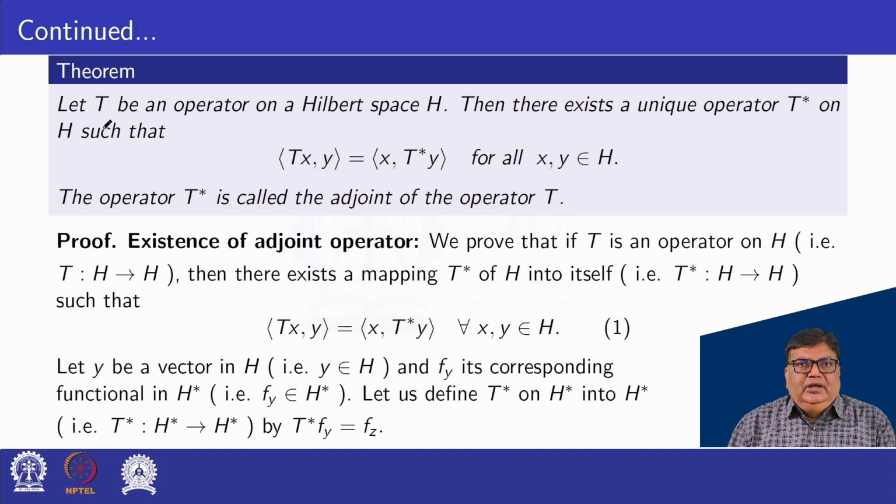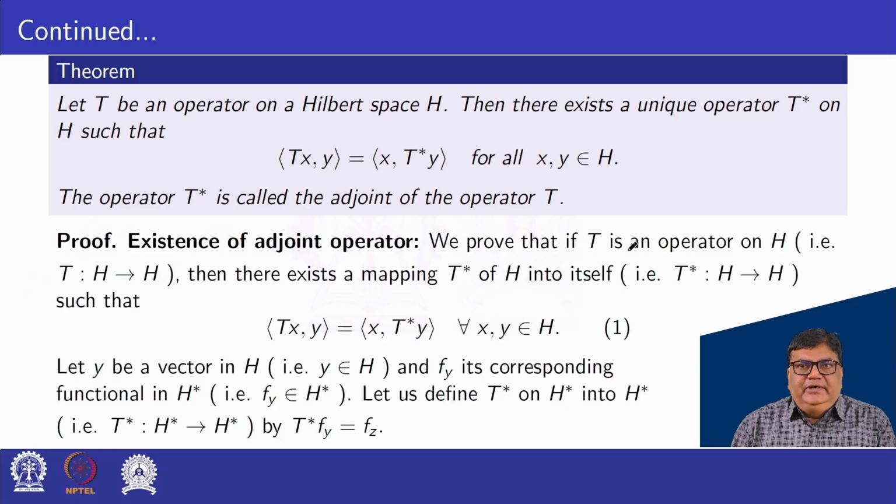Theorem: Let T be an operator on Hilbert space H. Then there exists a unique operator T star on H such that the inner product of Tx and y equals the inner product of x and T star y for all x, y belonging to H. The operator T star is called the adjoint of the operator T. Proof: existence of the adjoint operator.